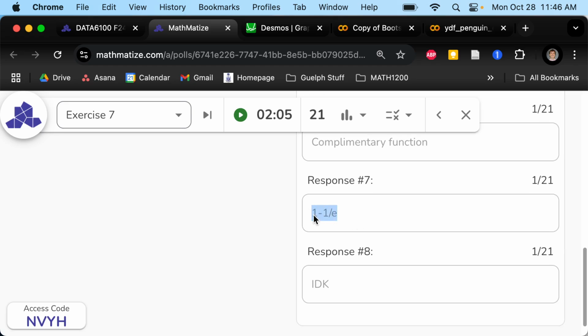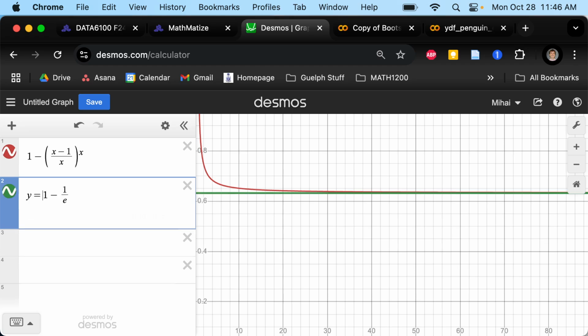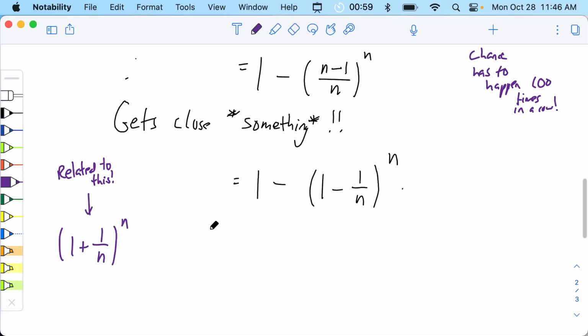One person got it. 1 minus 1 over e. What? 1 minus 1 over e. That's what it is. This thing is converging to a magical number, 63%, which comes from 1 minus 1 over e. Why is it converging to 1 minus 1 over e? Well, the definition of e is this limit, as n goes to infinity. This thing is e.